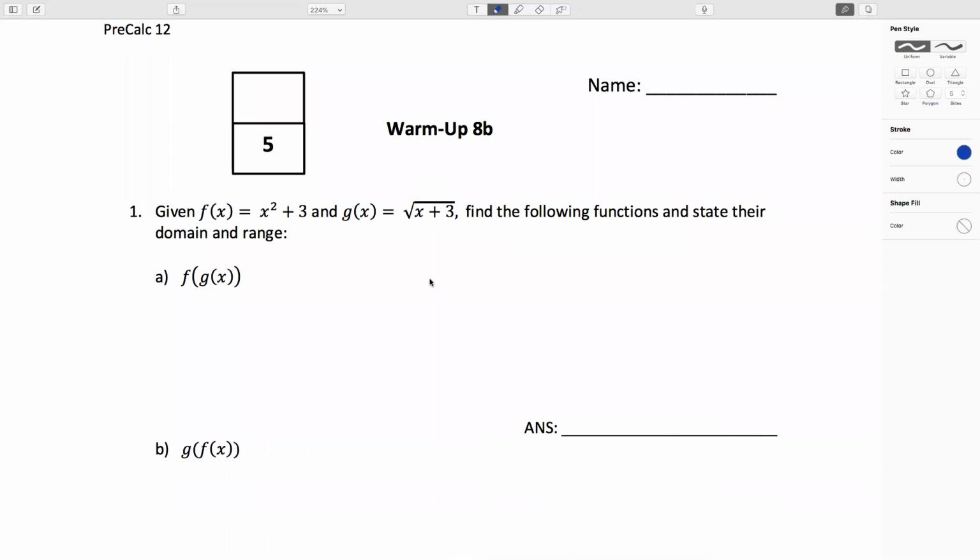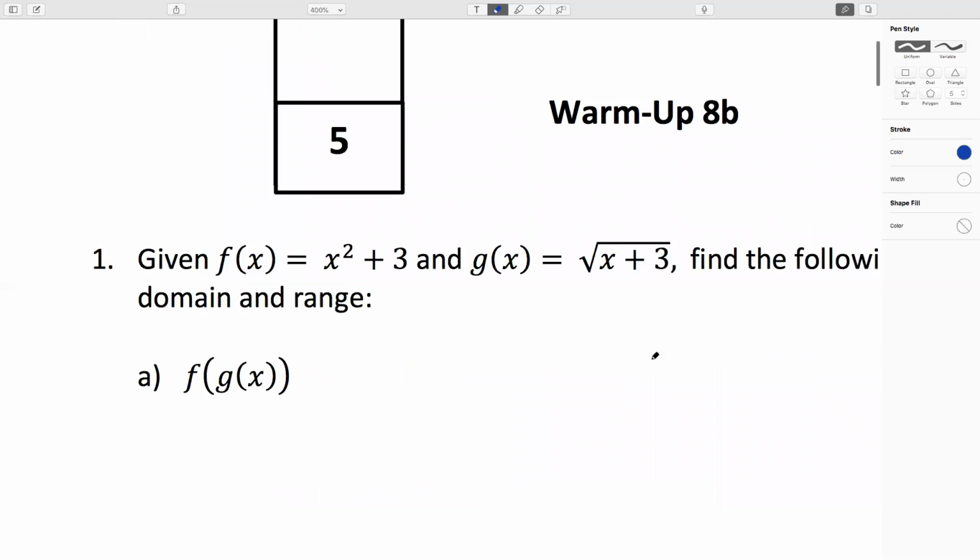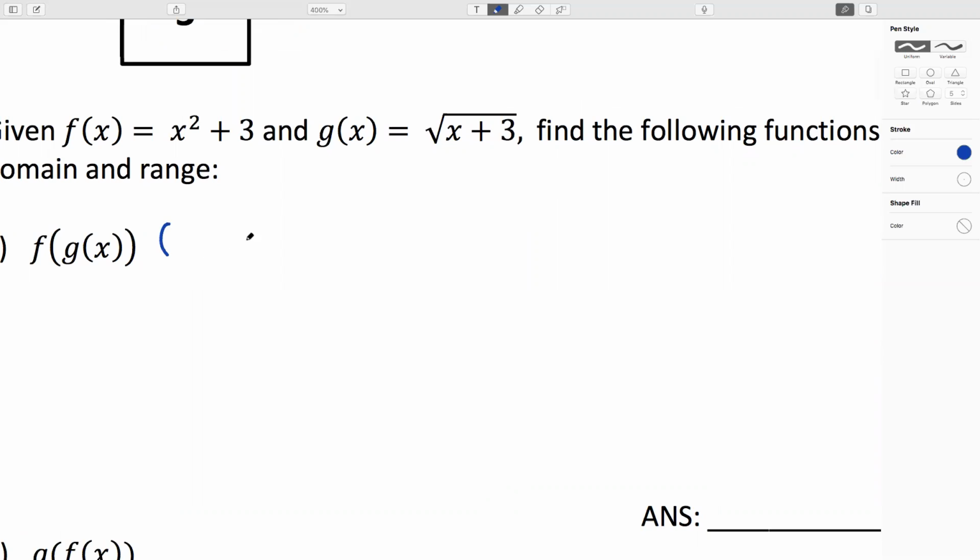So going up to question one, given that f of x is x squared plus 3 and g of x is root x plus 3, find the following functions and state their domain and range. So we want to find f of g of x. We start by writing f of x and we put brackets where x was. So f of x used to be x squared plus 3. So we can write bracket squared plus 3. And then in the brackets, we'll put the inner function, which is g of x, root x plus 3.